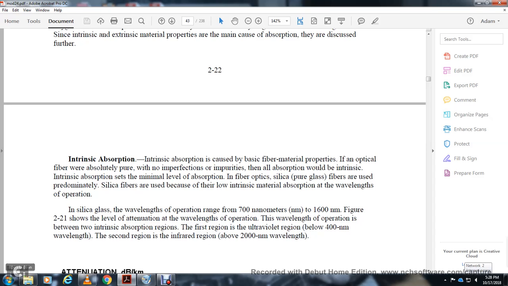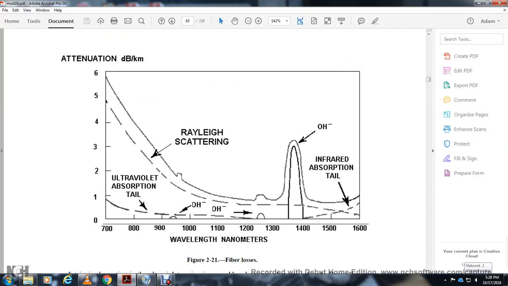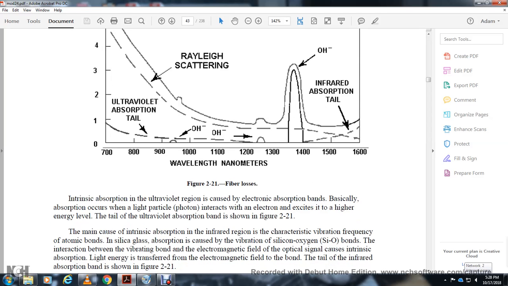A figure shows the attenuation level for the wavelength of operation between two intrinsic absorption regions. First, the ultraviolet region, at wavelengths below 400 nanometers, and the second region is the infrared, above 2000 nanometer wavelengths. It shows the attenuation, Rayleigh scattering, the ultraviolet absorption tail, and the infrared absorption tail.